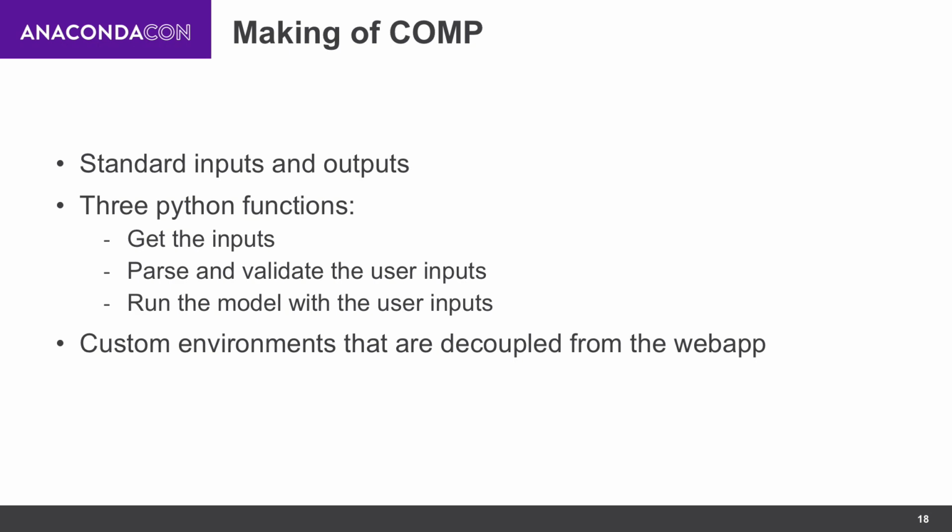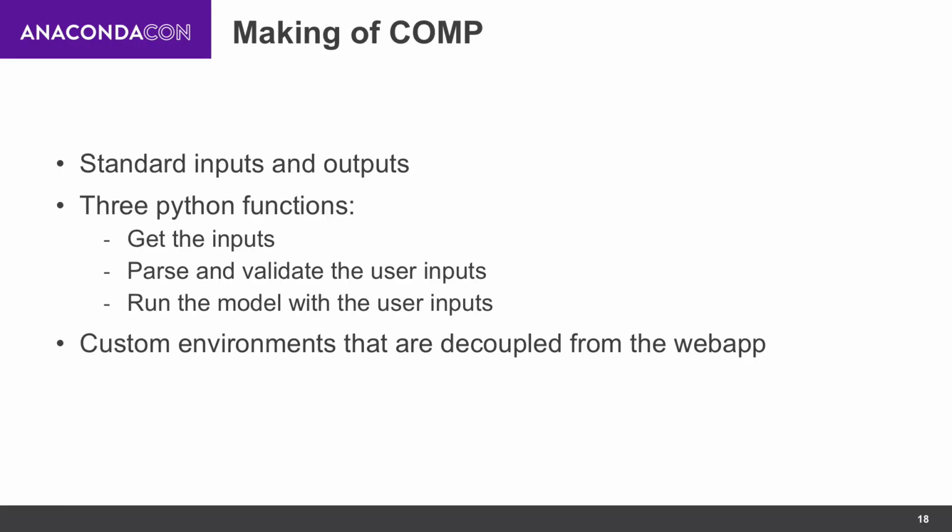There's one function to get the default inputs for the model, and that's what's used to display the page. There's another function to parse and validate the user inputs, and so the user goes and they change some default values. Those are passed to the model via this function, and then there's another function that runs the model with those user inputs.